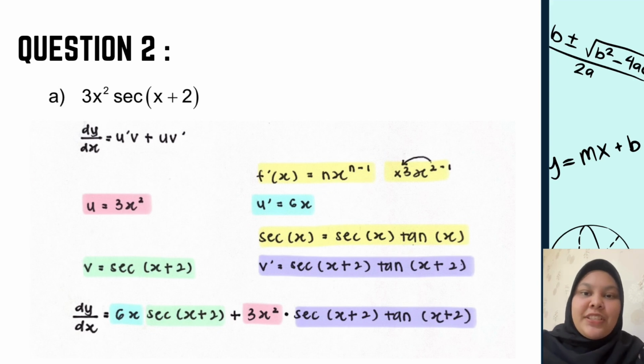Moving on to the next, which is v. V is the latter part, which is secant x plus 2. So if we differentiate secant x, we will get secant x tangent x. And if we apply that here, v prime will become secant (x plus 2) tangent (x plus 2). Now that we have completed everything, all we have left to do is rearrange everything according to the formula of product rule, which is u prime v plus uv prime. So dy/dx equals 6x secant (x plus 2) plus 3x squared secant (x plus 2) tangent (x plus 2). So that would be the final answer for this question.